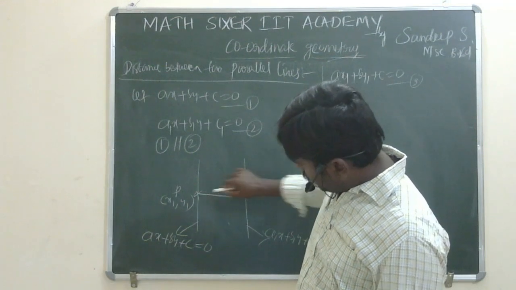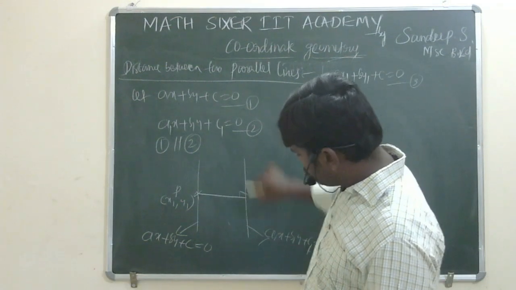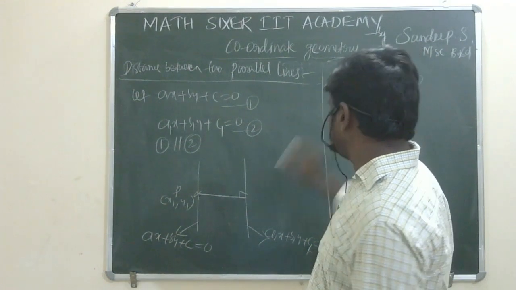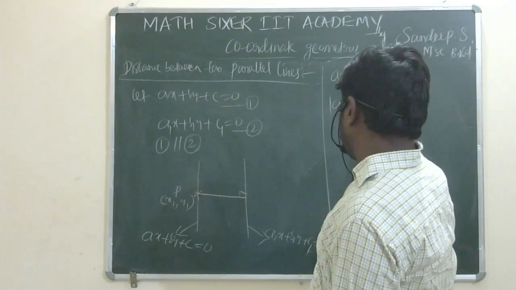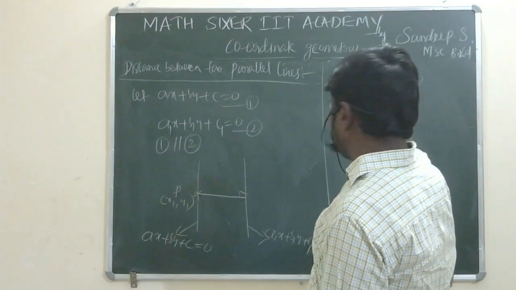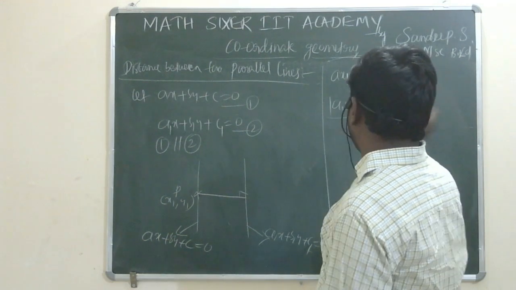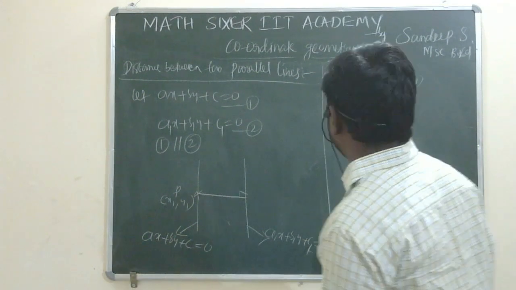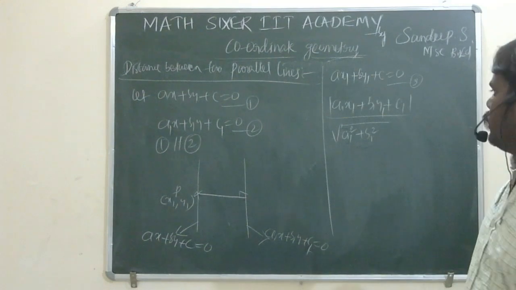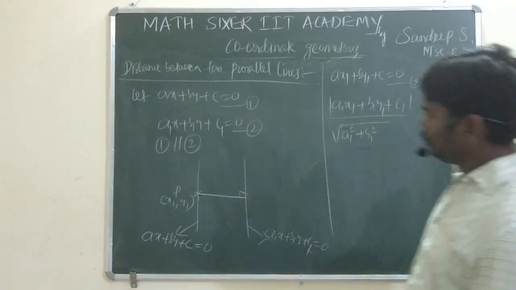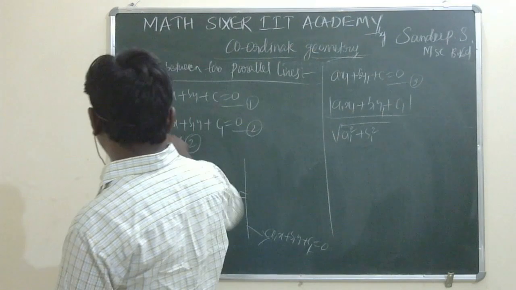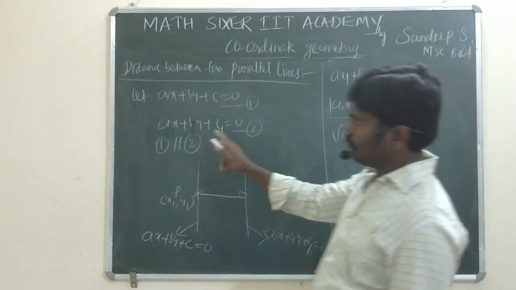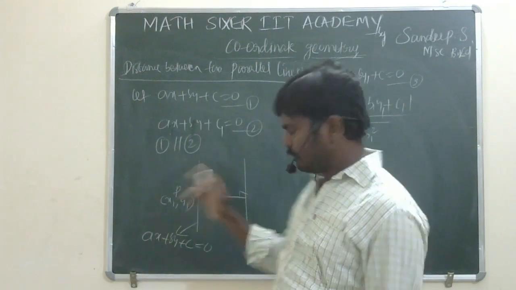Now the perpendicular distance from a point to the straight line is: modulus of a1 x1 plus b1 y1 plus c1 divided by square root of a1 square plus b1 square. Okay, so this is the distance. Here I made a mistake, sorry for that. When we have a parallel line, x and y coefficients should be the same, only constants are different.